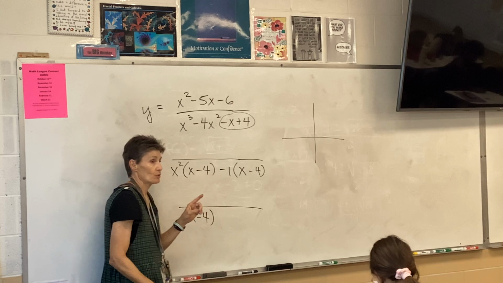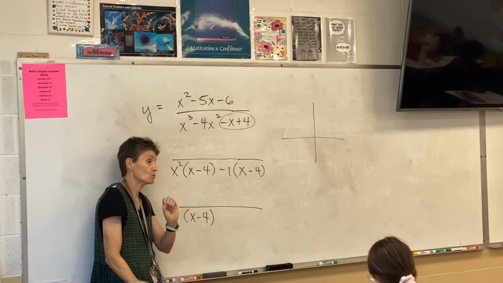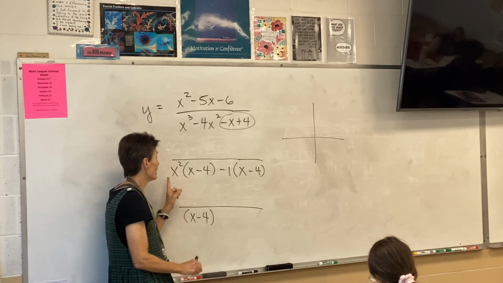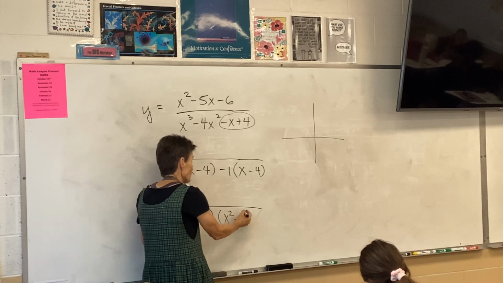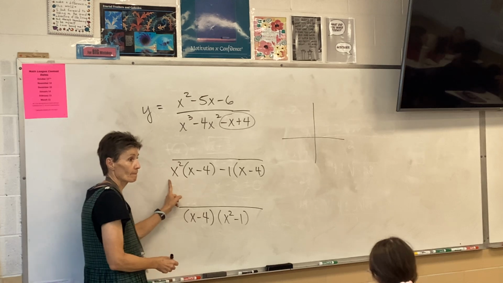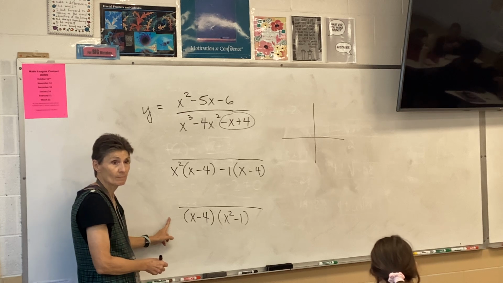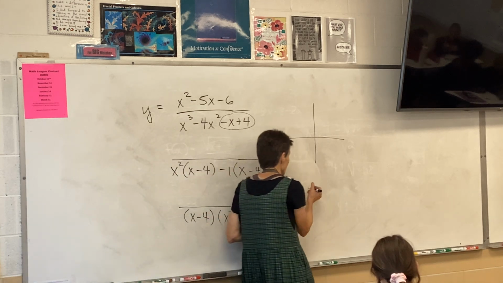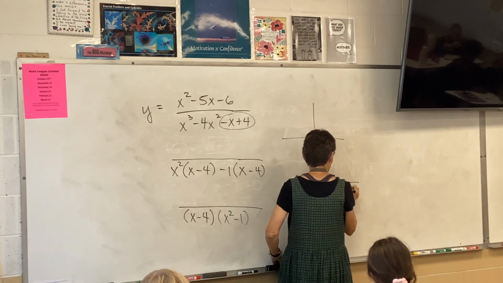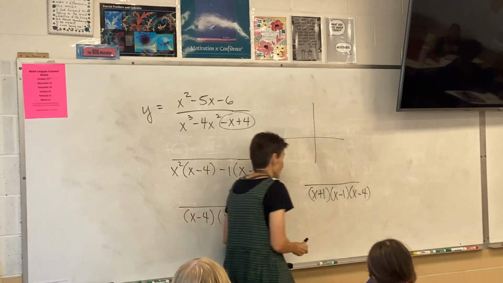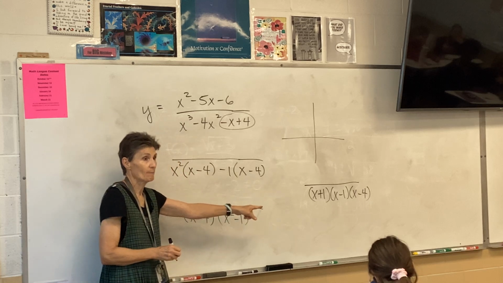Write down the match. One time. Just write down the match one time. Don't square it, don't write it twice. Just write down the match. Then write down everything else. Well, what else is left? X squared minus 1. And what do we know about x squared minus 1? It's the difference of squares. So on my denominator, I have 3 things. X minus 4, x plus 1, x minus 1. That's my denominator.